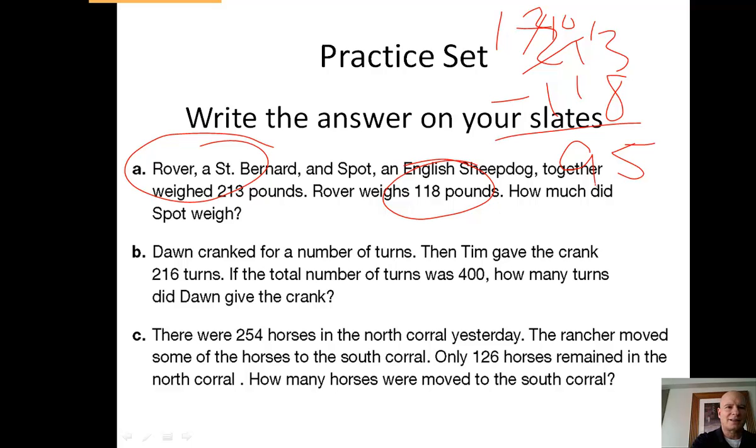To verify that, I can take the 118, add it to the 95: 13, carry my 1, 9, 10, 11, carry my 1, 213. To verify that, right? So I know that I was correct, that Rover weighs 95 pounds.